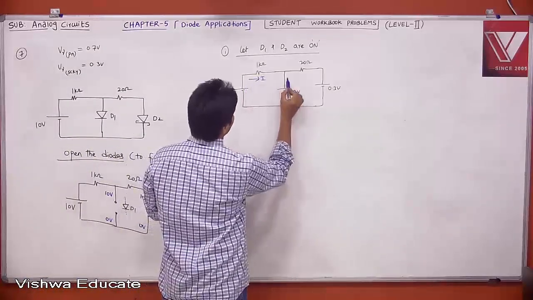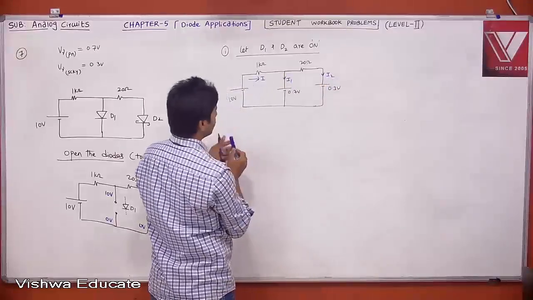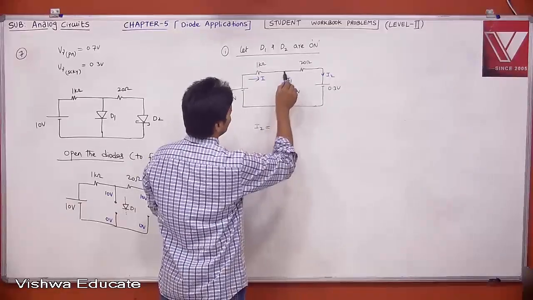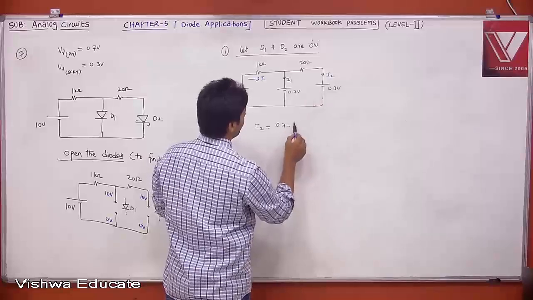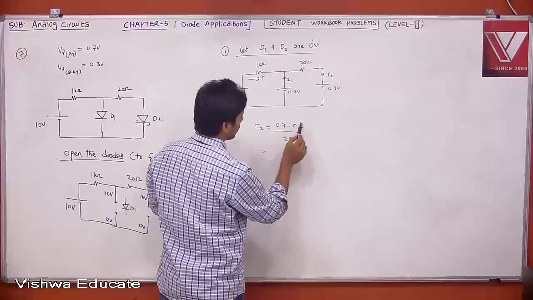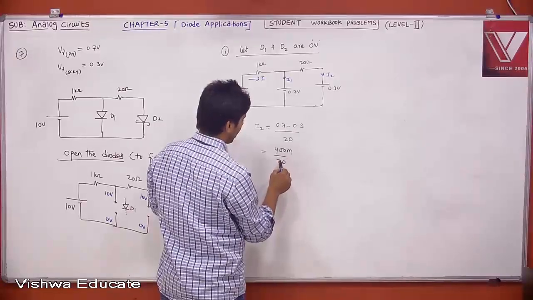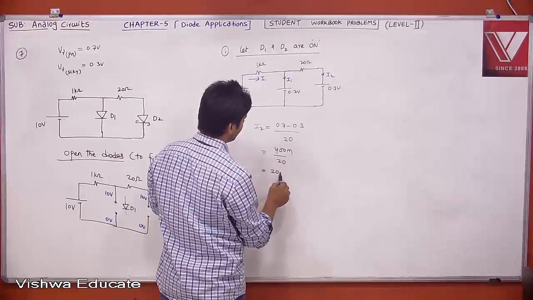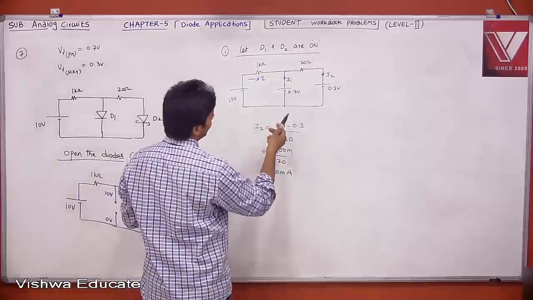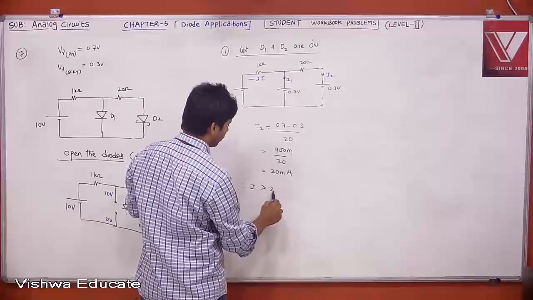this is your current I. Let us say this is I1 and this is I2. Tell me, what is your I2? Your I2 is nothing but the current flowing through the 20 ohm, which is this voltage 0.7 minus 0.3, divided by 20. Let us say 400 milli divided by 20, the 0 will be cancelled, which is nothing but 20 milliampere. Then what is your I1? We don't know, but definitely I is greater than 20 milliampere.